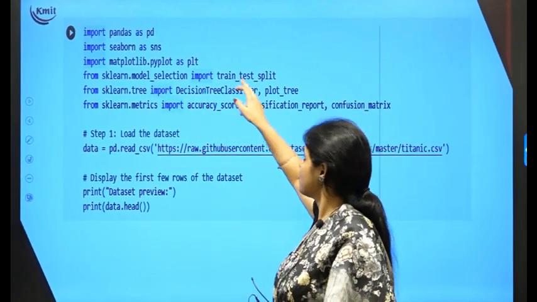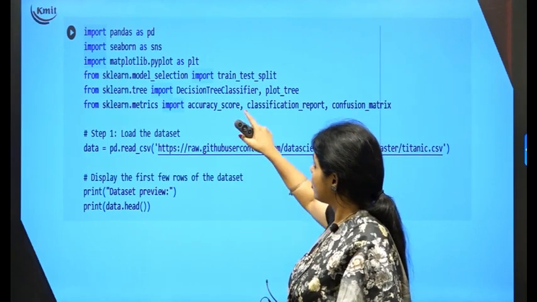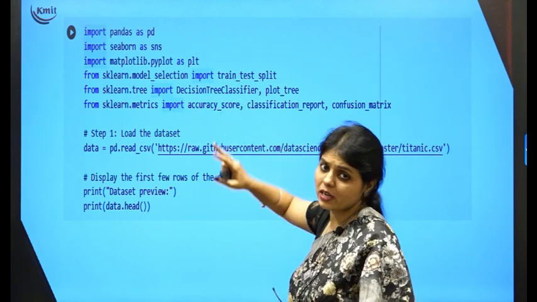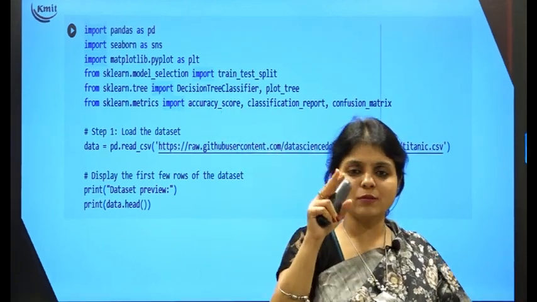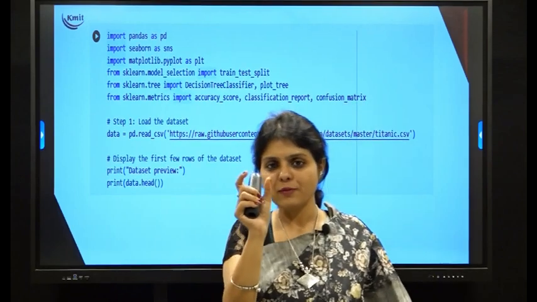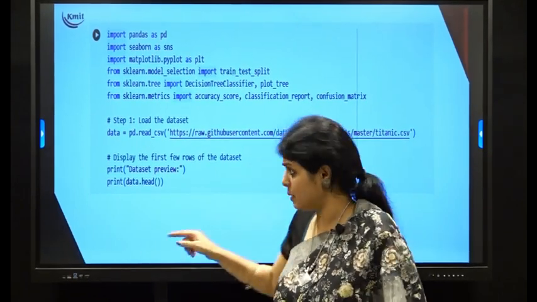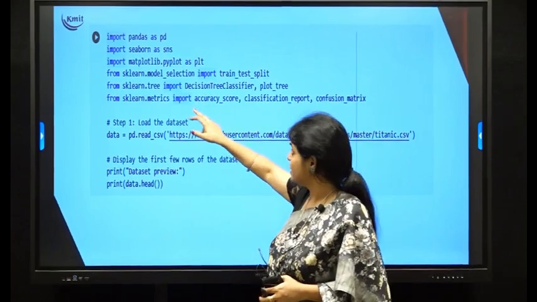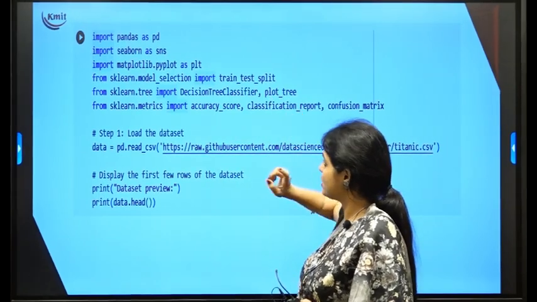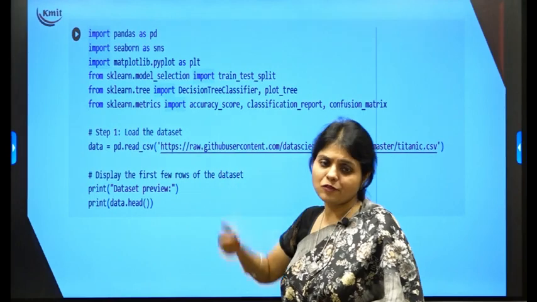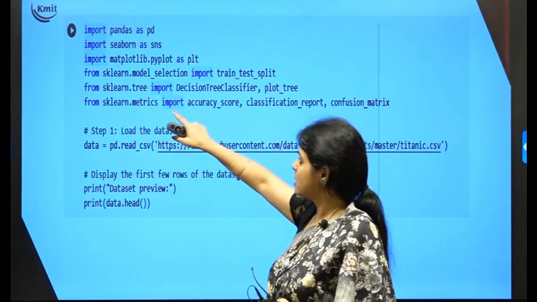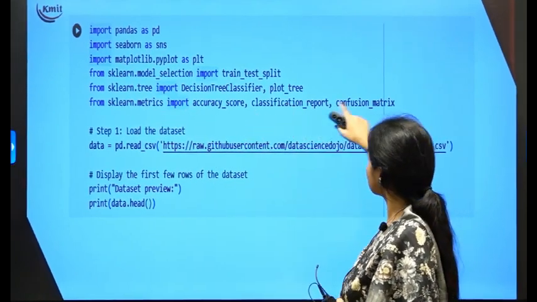From sklearn.model_selection, we import train_test_split. This is the same. The only new thing here is that from sklearn.tree, I'm importing the DecisionTreeClassifier. The logistic regression model was imported from a different module, but here the module name for the decision tree algorithm is DecisionTreeClassifier, which is available in sklearn.tree. This is one change. I also want to plot the tree structure and see it, hence I'm also importing the function plot_tree. And as this is a classification model, I have the same performance metrics. So from sklearn.metrics, I'm importing accuracy_score, classification_report, and confusion_matrix.